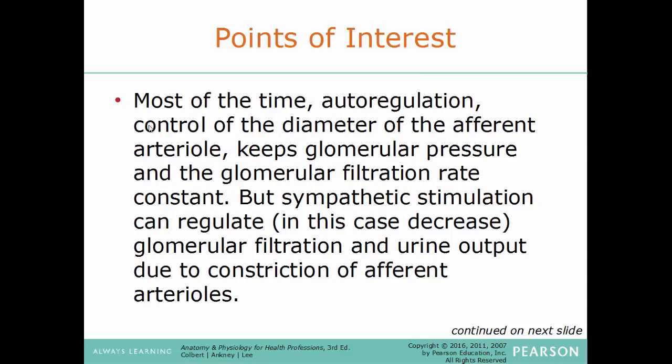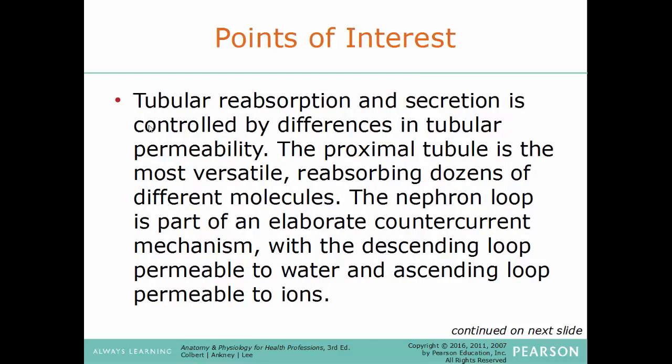Most of the time, autoregulation will control the diameter of the afferent arteriole, keeping the glomerular pressure and the glomerular filtration rate constant. But sympathetic stimulation can regulate, and in this case decrease, filtration and urine output due to the constriction of the afferent arterioles. The less blood goes into the glomerulus, the less blood can be filtered, which means less filtrate, which means less urine produced. Tubular reabsorption and secretion is controlled by differences in tubular permeability.